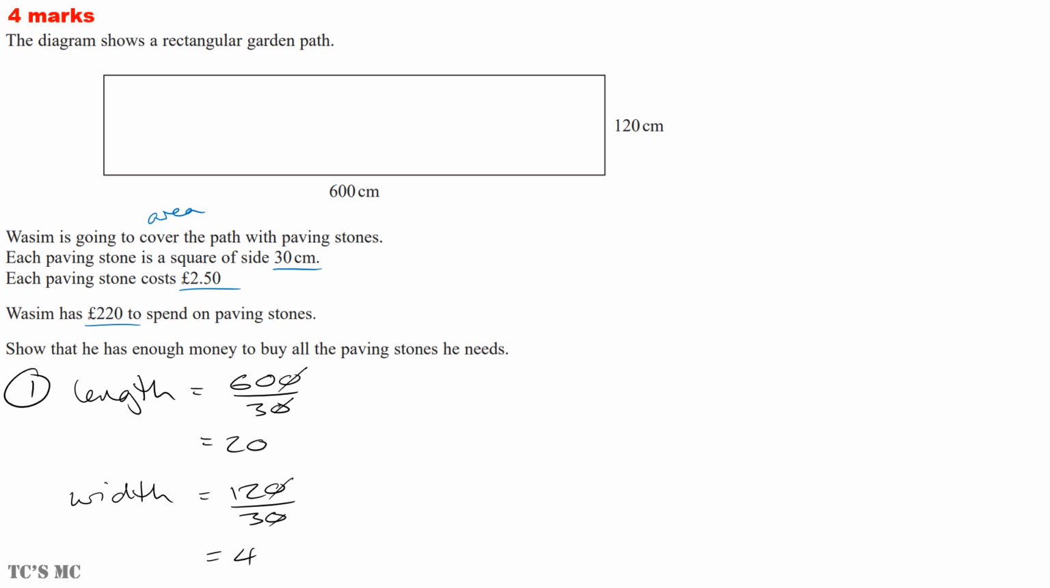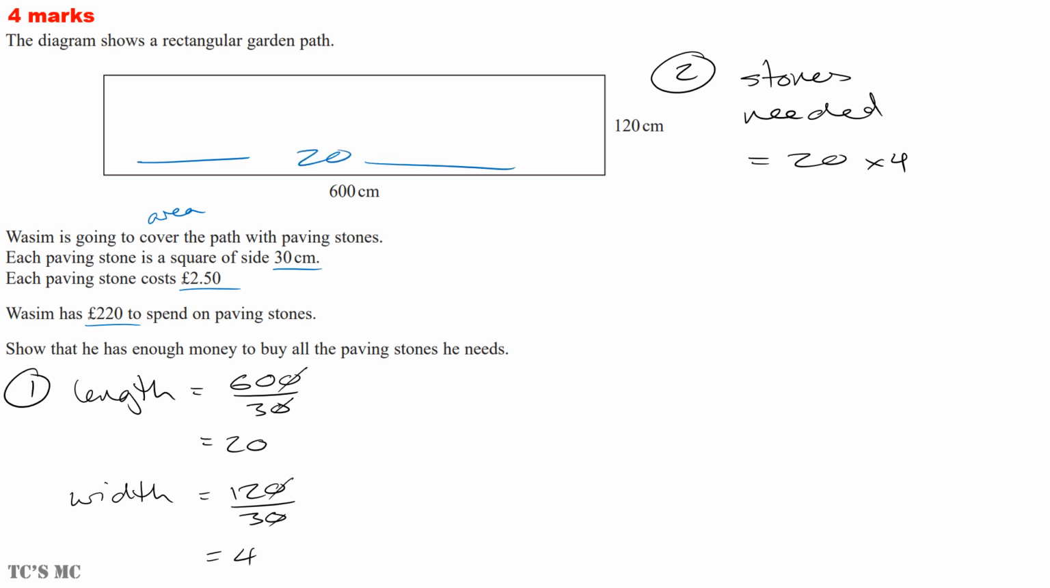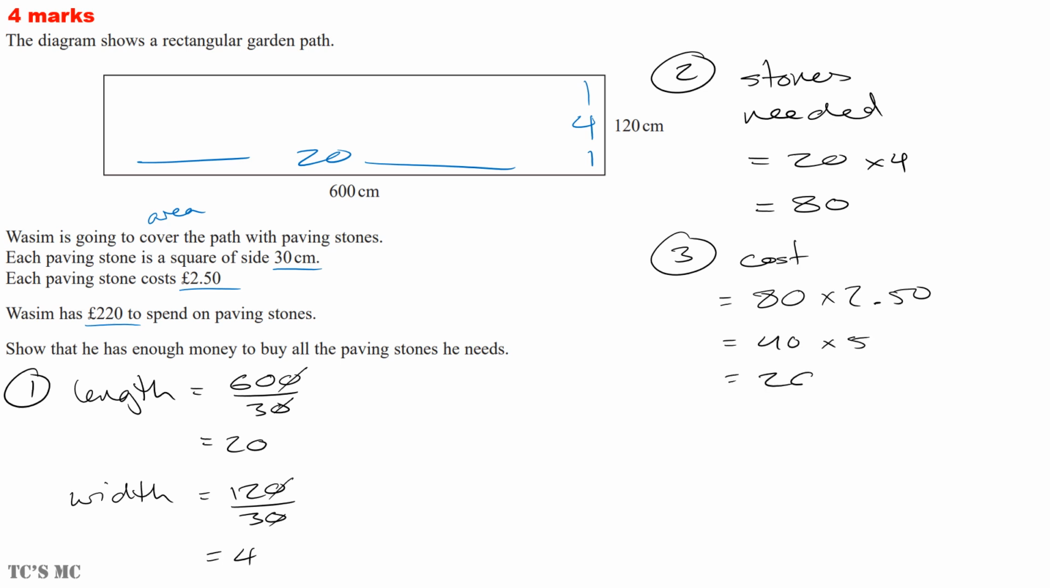So the total area covered, so how many stones does he need, would be 20 multiplied by 4. We have 20 along here, and then we've got 4 along here. And that gives me 80, so there's my second mark. My third mark is for working out the cost, and I've got 80 multiplied by £2.50. I don't have a calculator, so I will do 40 multiplied by 5, which is 200.